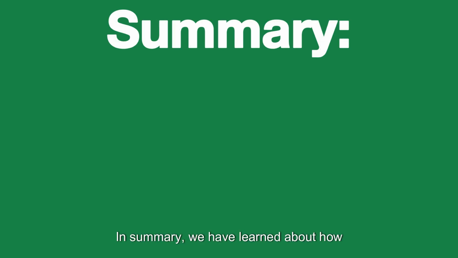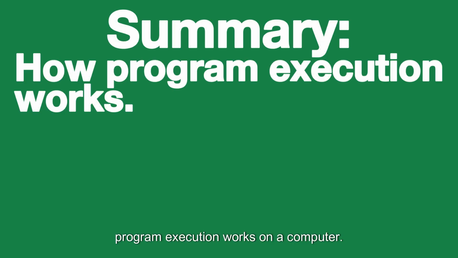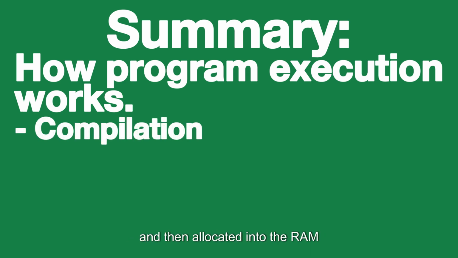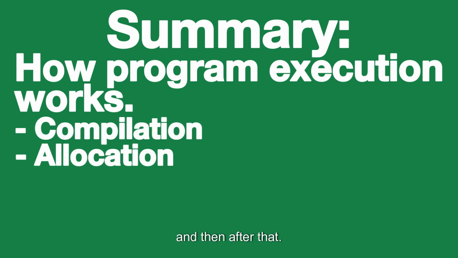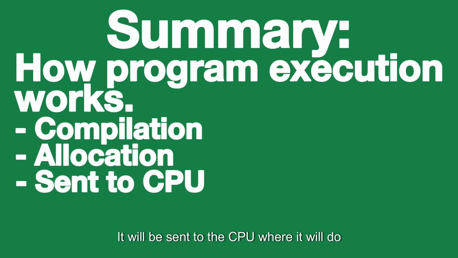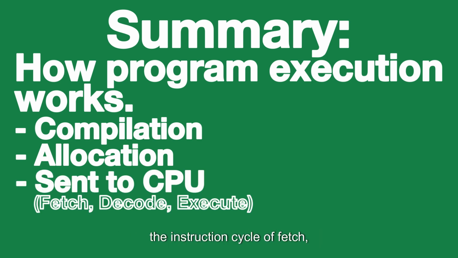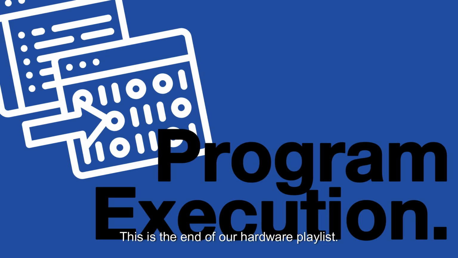In summary, we have learned about how program execution works on a computer. First, our instructions will be compiled and then allocated into the RAM, and then after that, it will be sent to the CPU, where it will do the instruction cycle of fetch, decode, and execute. This is the end of our hardware playlist.